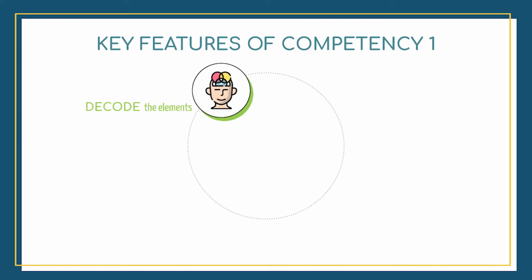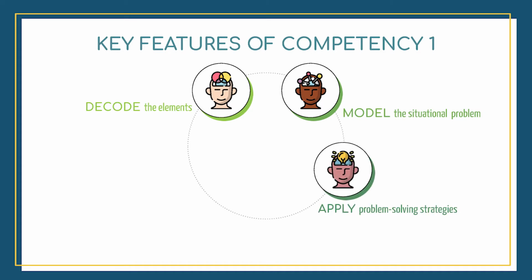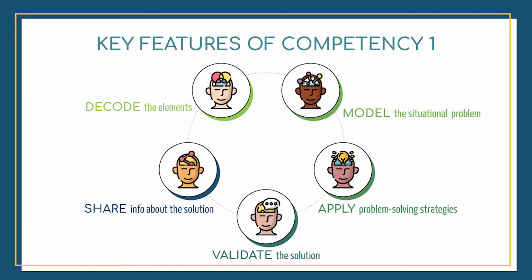Decode the elements, where students learn to select relevant information, define the task being asked of them, and predict results. Model the situational problem, where students learn to link the situation to their own experience, design a plan, and represent the situation in a way that works for them. Apply different problem-solving strategies, where students learn to select and apply the correct mathematical concepts and processes related to the task. Validate the solution, where students learn to check their solution to see if it makes sense. Share information about the solution, where students learn how to show and share their strategies and thinking.